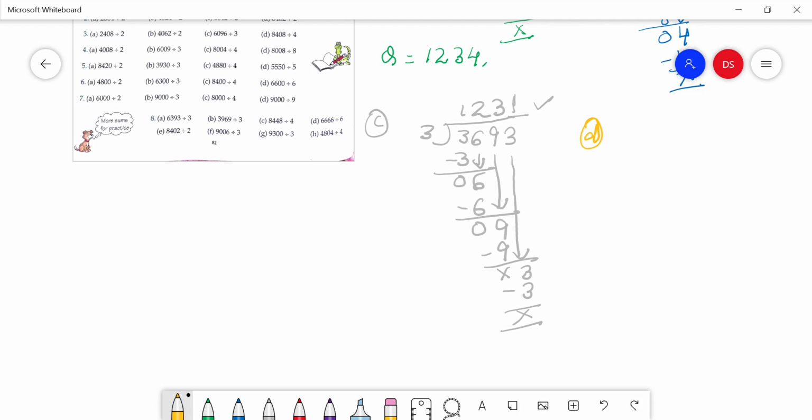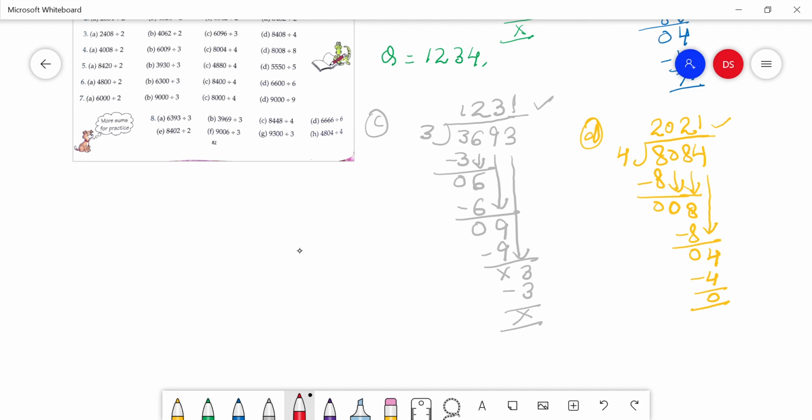Now D part of question number 1 is 8084 divided by 4. 4 twos are 8. 8 minus 8 is 0. Next digit is 0. When we divide 0 by any number, the answer is 0. So we will write 0 here. Take next number, that is 8. 4 twos are 8. 8 minus 8 is 0. Last digit is 4. 4 ones are 4. 4 minus 4 is 0. The answer is 2021.